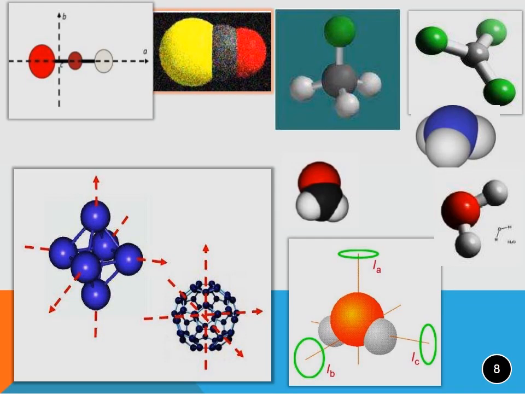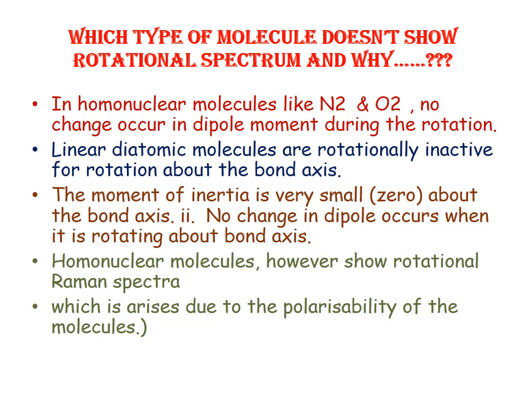And here are a few examples of different types of molecules: linear, symmetric top, spherical top, and asymmetric top molecules. We will have a small discussion here based on the discussion that we had in the previous slides. Which type of molecule does not show a rotational spectrum and why?